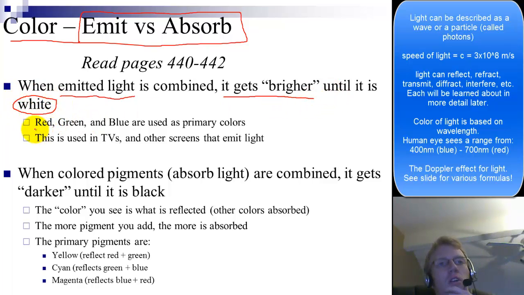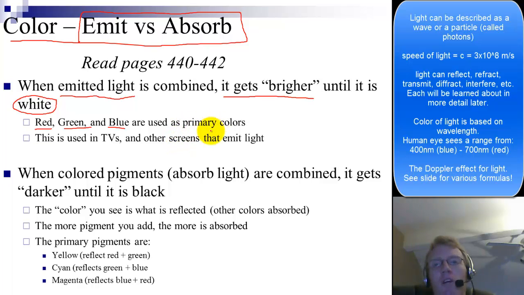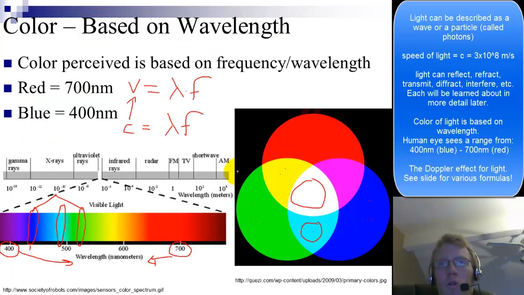Okay, so the three primary colors are red, green, and blue, as we just saw on the previous slide. Those are the primary three colors that are combined together to form all the other colors. And this is how all of our screens work, our TVs, our computer screens, etc. There's three different color emitting pixels in the screen, and they control the ratio of red to green to blue. And so, right here in this white zone, it's actually shining. It's literally shining red, green, and blue.